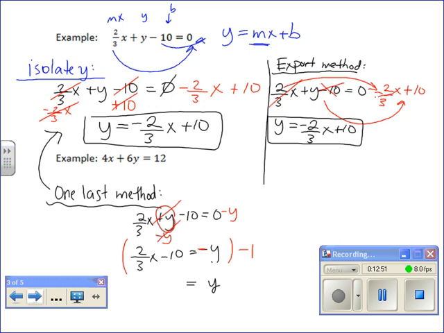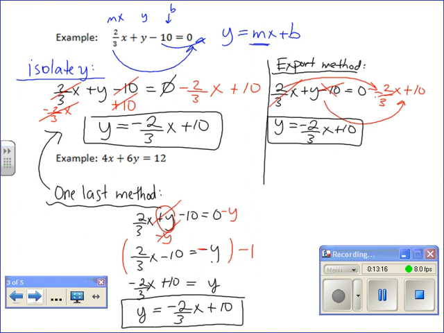Negative 1 times negative y is positive y. My negative 10 will change to a positive 10. And my 2/3 x, which is positive, will change to negative 2/3 x when I multiply it by negative 1. And now if I just flip these, I have y is equal to negative 2/3 x plus 10. Okay, and that's also a correct way to do it. So there's more than one way that we can go ahead and do that.